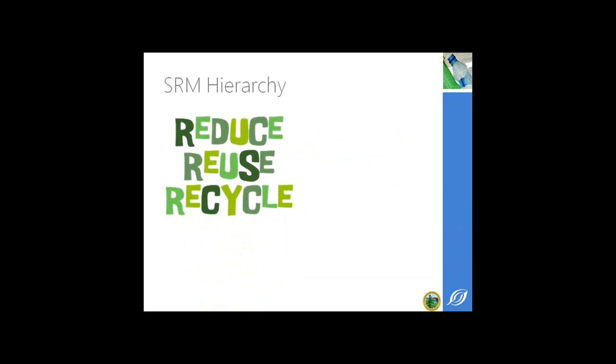But most of us only really look at one piece of the term, which is the recycle piece. What we really want to do is look at this as a hierarchy, and there are two other terms, reduce and reuse, that come on top. And there's a reason behind that, because of the importance of reducing and reusing first. We're going to get a little bit more into that.